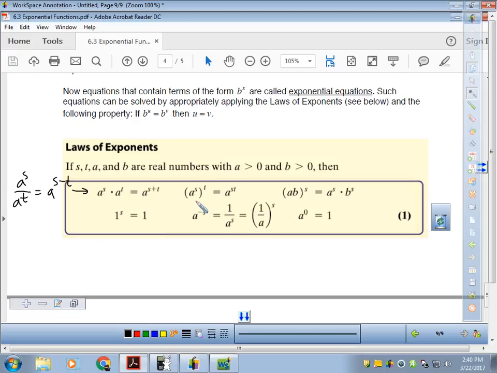Our next property, when you have a to the s raised to the t, it gives you a to the st power. So what that means is when you have a power getting raised to a power, you multiply the powers.